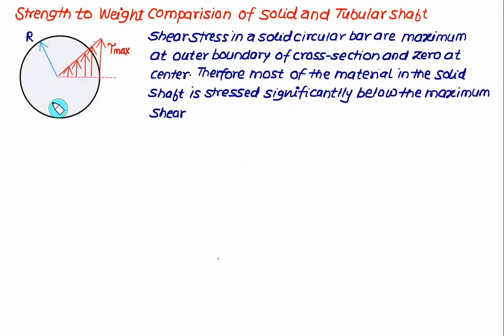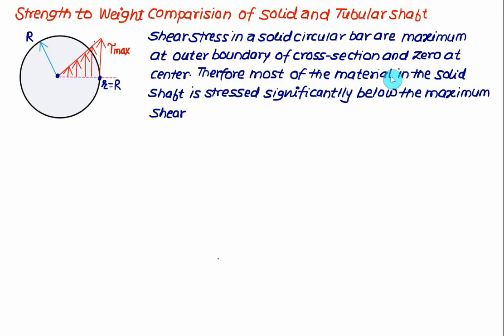As far as the solid shaft is concerned, the value of the shear stress at the center will be 0, and this value will go on increasing to the maximum value. We have radius r equal to capital R. So the distribution is linear over the entire cross section. The shear stress in a solid circular bar is maximum at the outer boundary of the cross section and is 0 at the center.